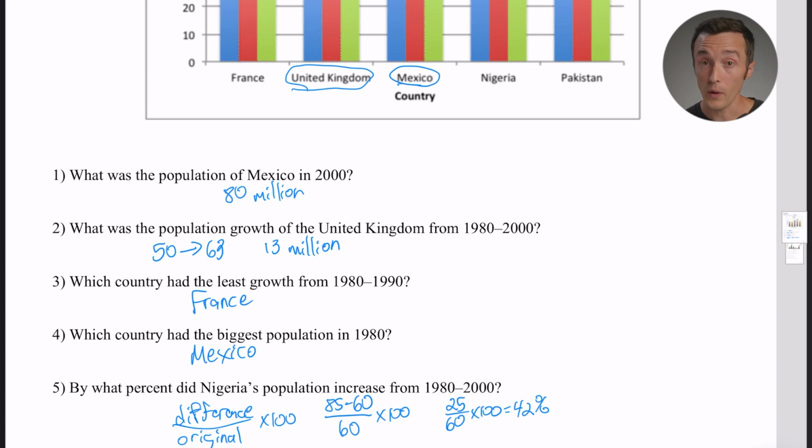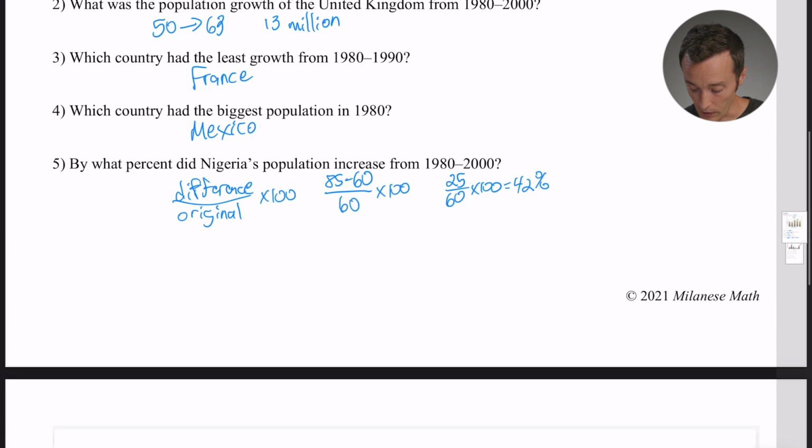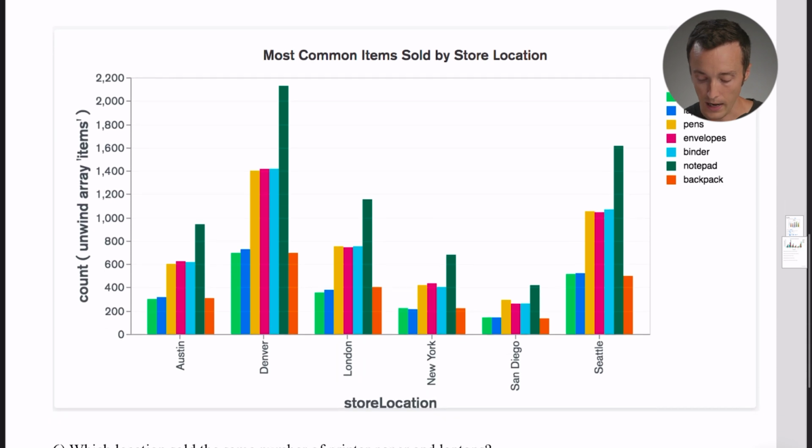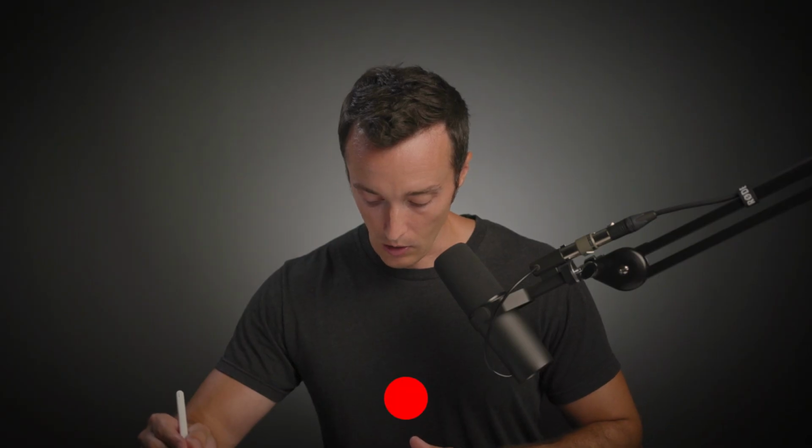Okay, so if you've downloaded the worksheet, you'll notice that there's a second page and it has a whole other set of bar graphs and some questions to go along with it.